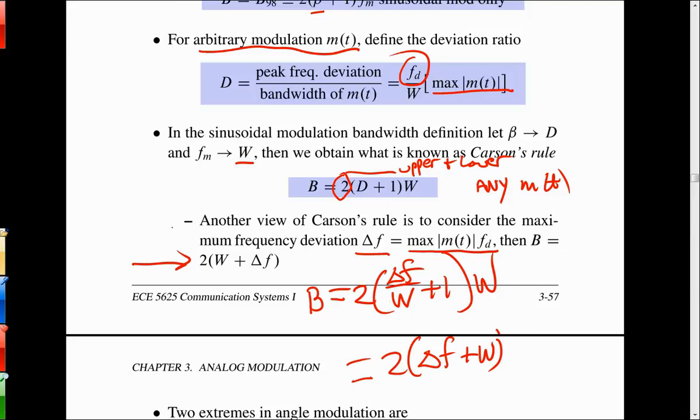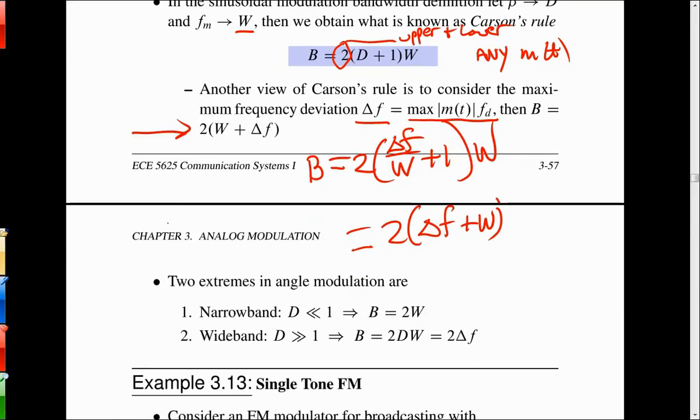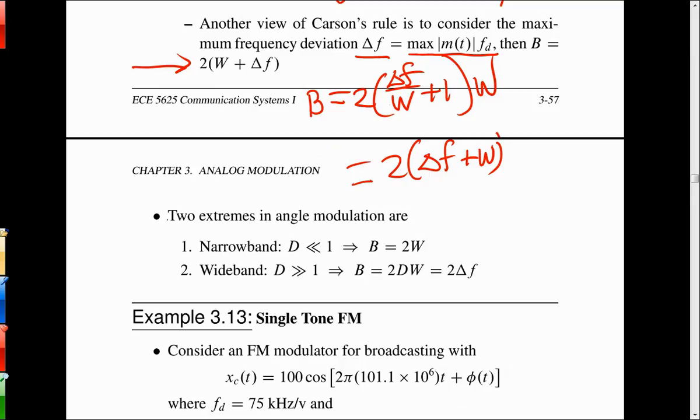But this alternate way, they both have useful means of interpretation, and that's kind of what I have down here. The next comment is, when D is much less than 1, or delta f is small compared to W, then the bandwidth is essentially just 2 times W, because D is small, and that means you're in the narrowband FM, or angle modulation scenario. It's just twice the message bandwidth, which is like double sideband.